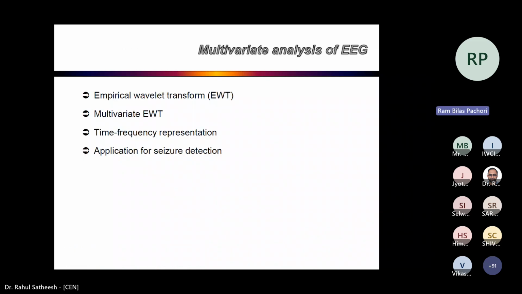So whatever we have seen is univariate EEG signal processing. Now we will go to multivariate EEG signal processing techniques, a direction in which our group has recently started working. And up to this point, do you have any questions?